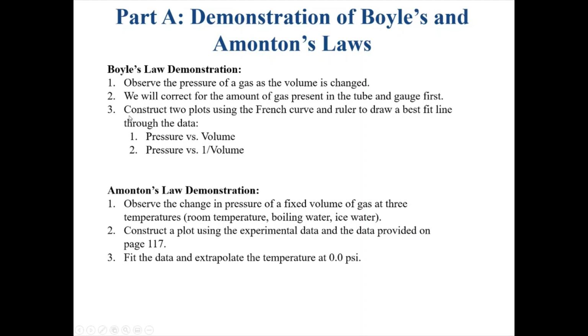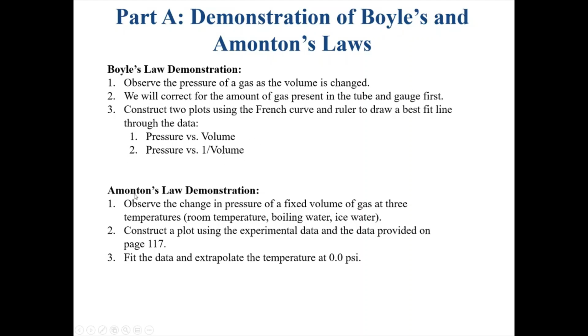Okay, and then here's what you have to do. We're going to give you the data in the data sheet. We're going to give you the pressure, and we're going to give you the volume data. And then you're going to have to make two plots using the graph paper that's in your book. You're going to have to make a plot of the pressure versus volume, and then a plot of the pressure versus 1 over volume. I'm going to show you in the next slide why we're making these two graphs. But this is what you're going to do with the data that we get from the demonstration.